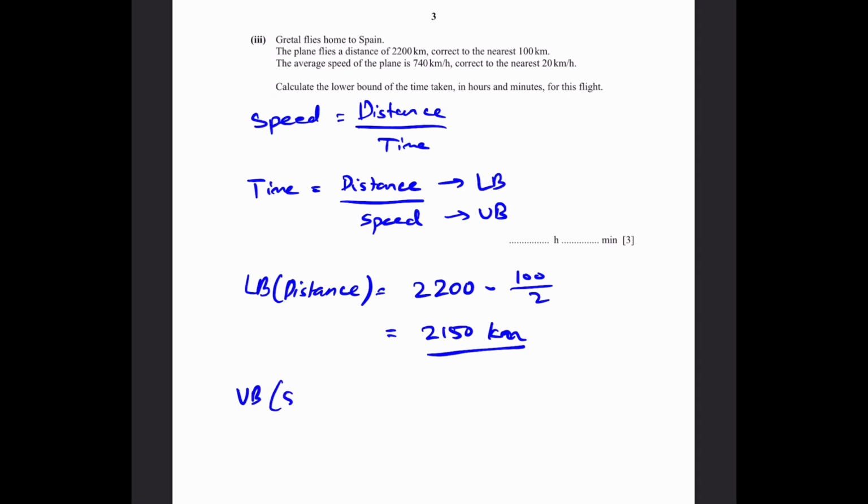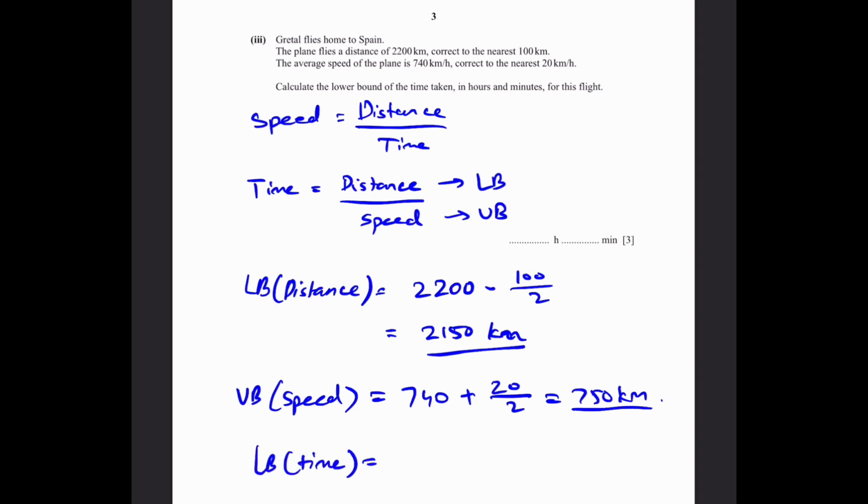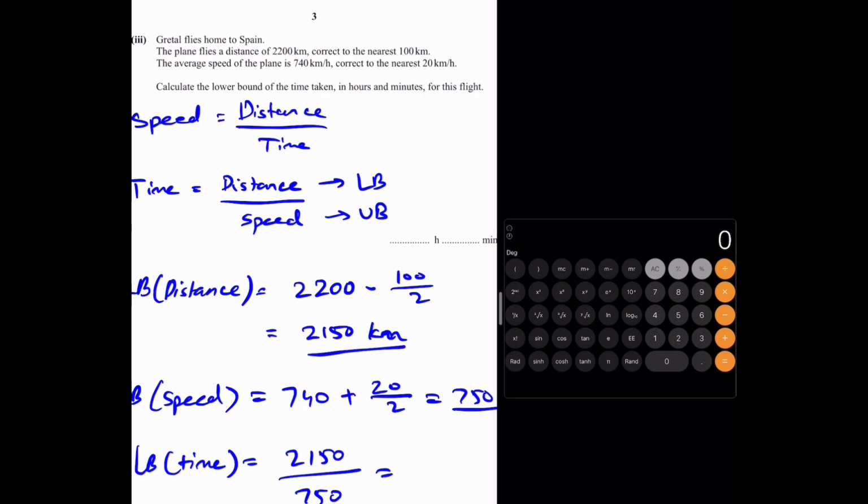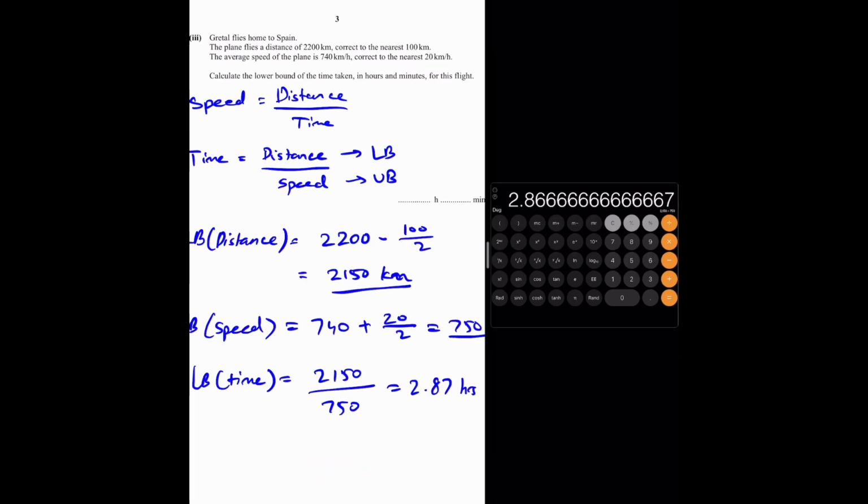Now the upper bound of speed is going to be 740 plus 20 by 2, which is 750 kilometers. So the lower bound of the time is going to be 2150 divided by 750, which is, getting our calculator, 2.87 hours. And multiplying the remaining decimal point by 60, it's 52 minutes.